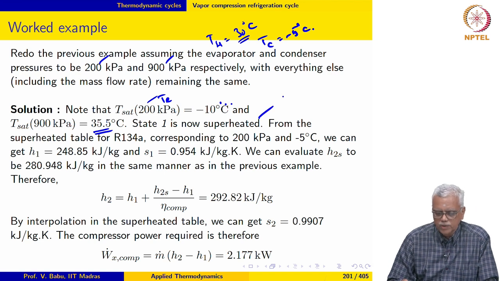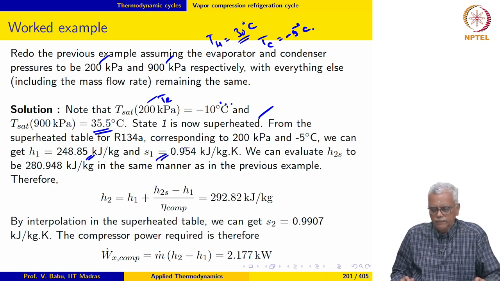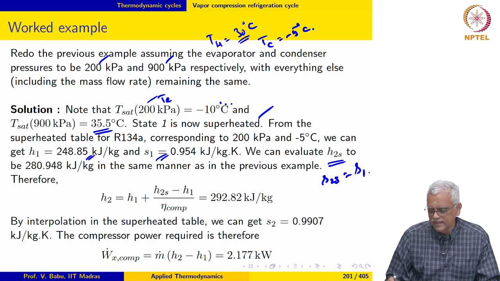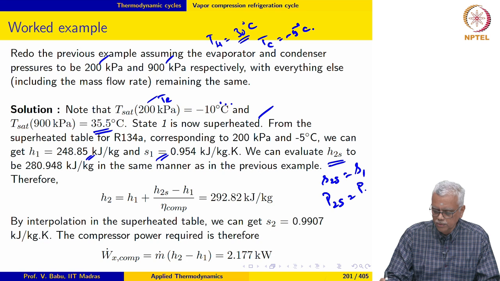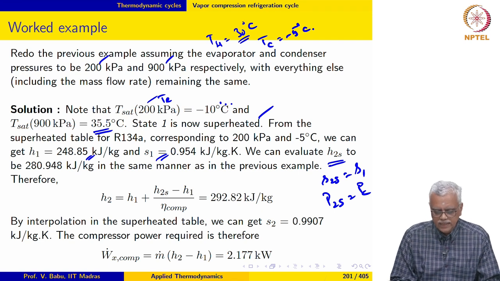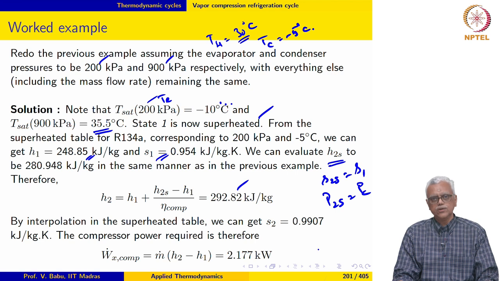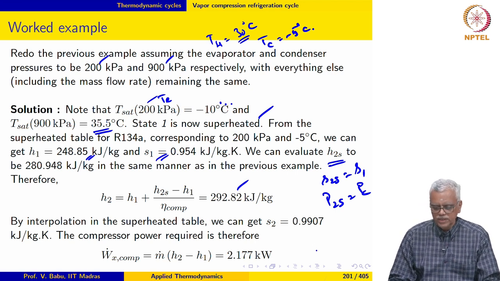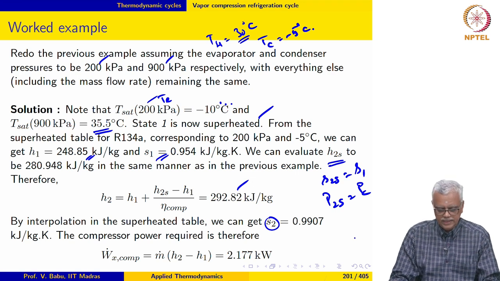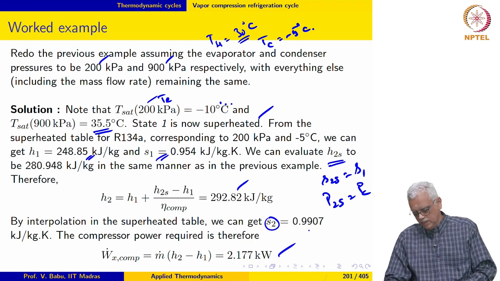So, state 1 now is slightly superheated. So, from the superheated table, we can retrieve appropriate property values H1 and S1. H2S may be evaluated in the same manner as before by using the fact that S2S equals S1 and P2S equals PC, the condenser pressure. So once we do that, we can evaluate H2 by making use of the definition of the isentropic efficiency of the compressor, and H2 comes out to be 292.82 kilojoule per kilogram. And the corresponding value for specific entropy may be evaluated by interpolation from the superheated table. So the power required now comes out to be 2.177 kilowatts.